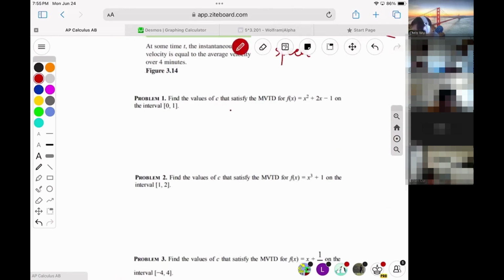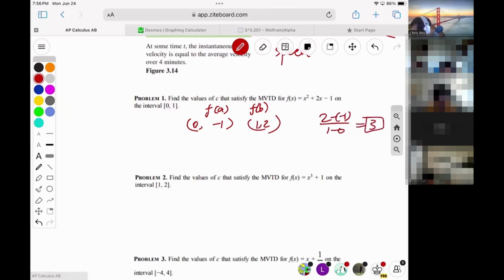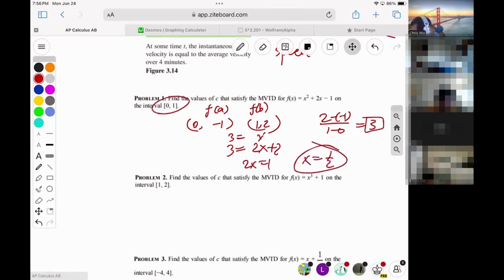So again, 0, 1. First of all, the business of the mean value theorem is to find f of A and f of B, right? So f of A is -1, so we have 0, -1. F of B is 1 plus 2 minus 1, so 2, so 1, 2, right? So what's my slope? 2 minus -1 over 1 minus 0, that's 3. Yeah, slope is 3. To have 3 equal to 2x plus 2, that's the derivative, right? f prime. So 2x equals 1, x equals 1/2. Yep, right in the middle.